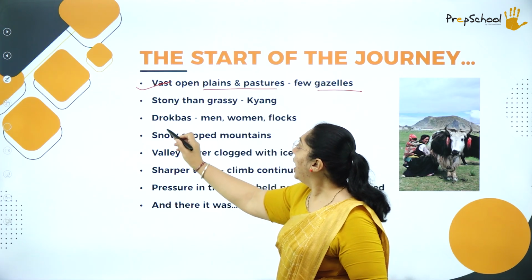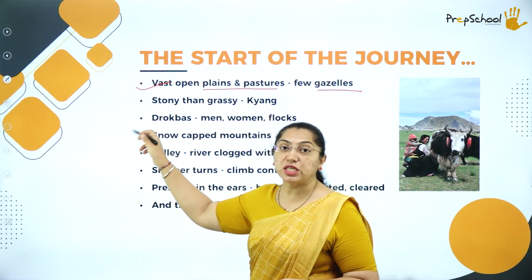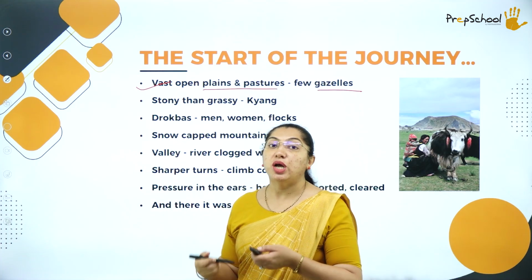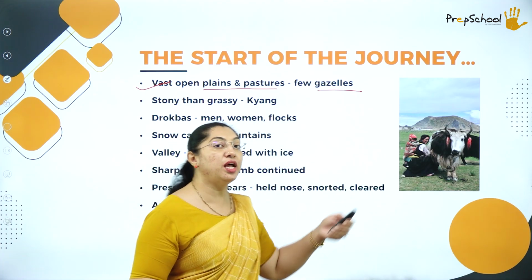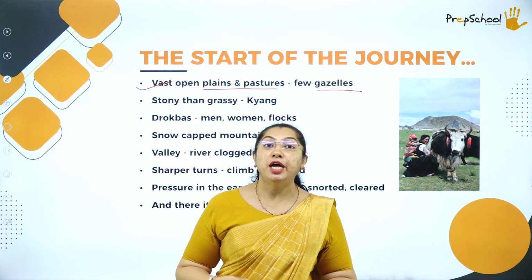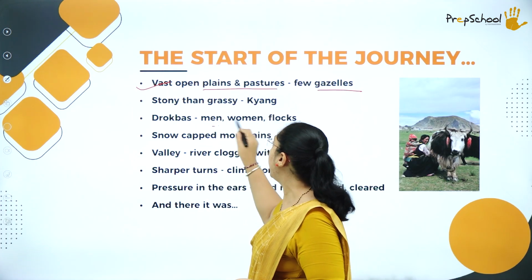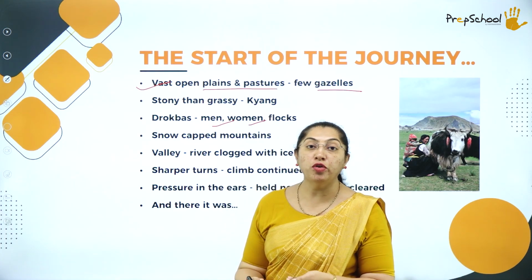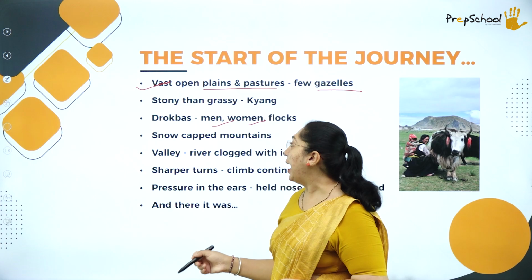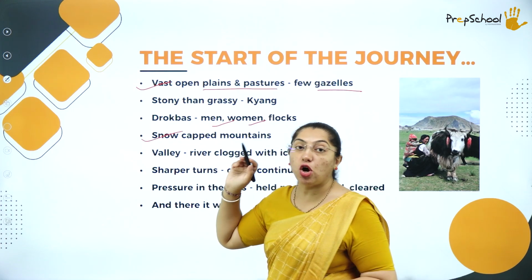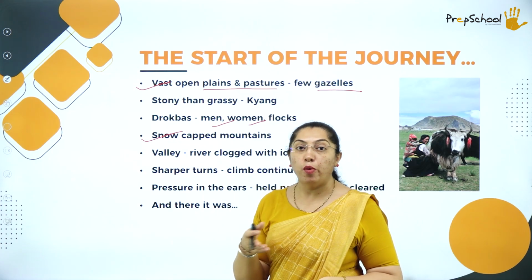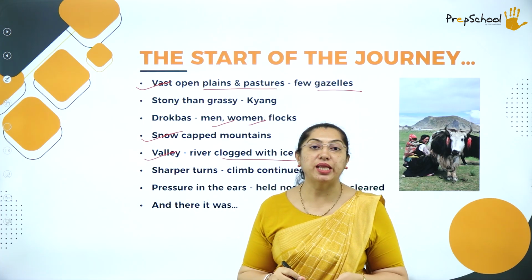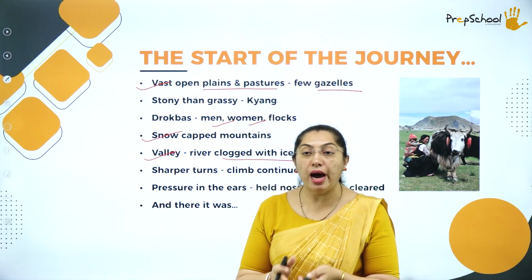And Drogbas. Earlier, when the narrator wore the coat, he looked like a Drogba. But as they were traveling, they could see the real Drogbas, the men and the women, along with flocks of cattle. They also saw a snow-capped mountain on their journey, and a valley river clogged with ice. Clogged with ice means the valley was filled with ice.